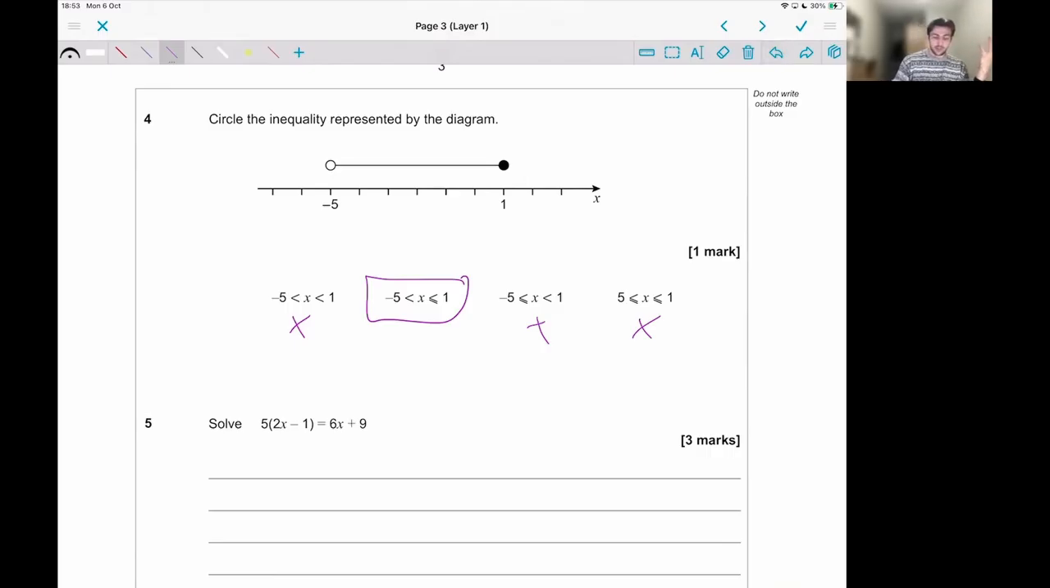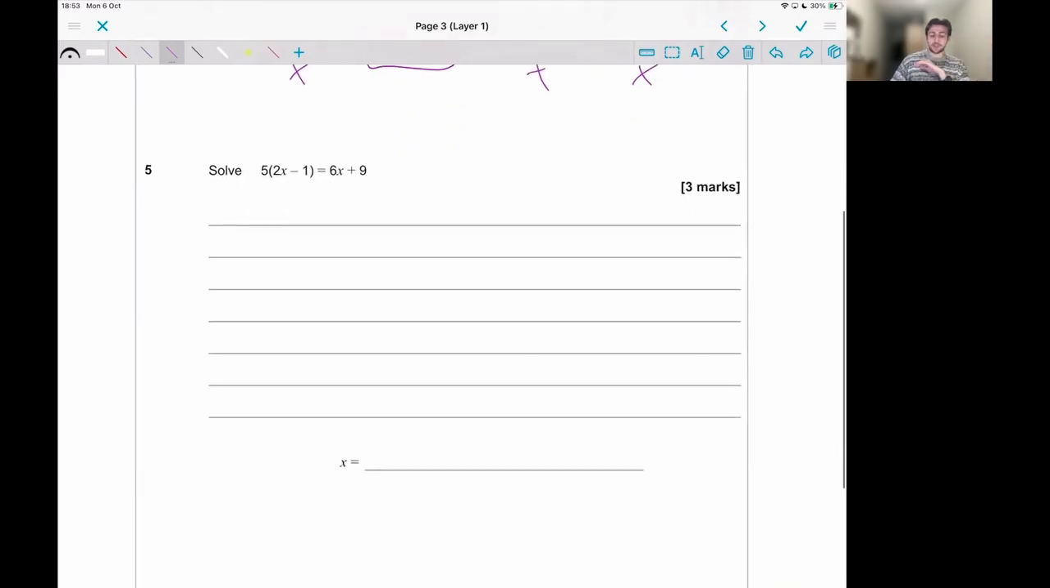So, next question. Question 5. Solve 5 brackets 2x minus 1 is equal to 6x plus 9. What does it mean when a question like this asks us to solve? We're being told find x. So whenever you see the word solve, it just means find the unknown. In this case, it's x. X is a number. We want to know what that number is.